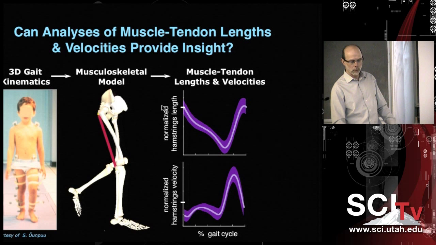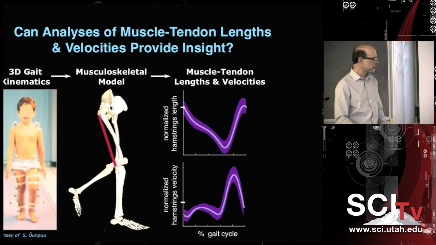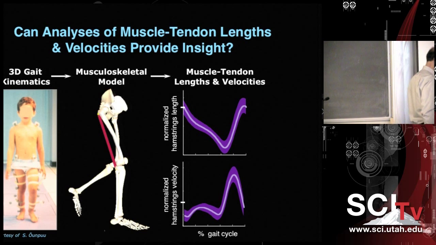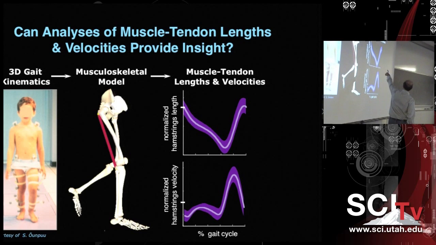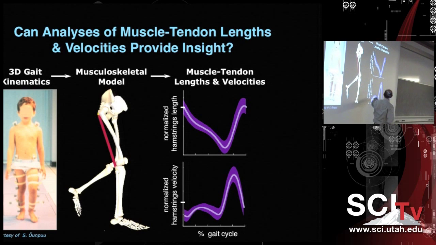And from the 3D gait kinematics in a musculoskeletal model, you see the hamstrings are a relatively straightforward muscle. We could calculate their lengths versus the gait cycle. So I'm calculating their lengths from when the foot contacts the ground to when it contacts the ground again. So that's the normalized length and the normalized velocity. And they're normalized so we can compare subjects of different sizes.